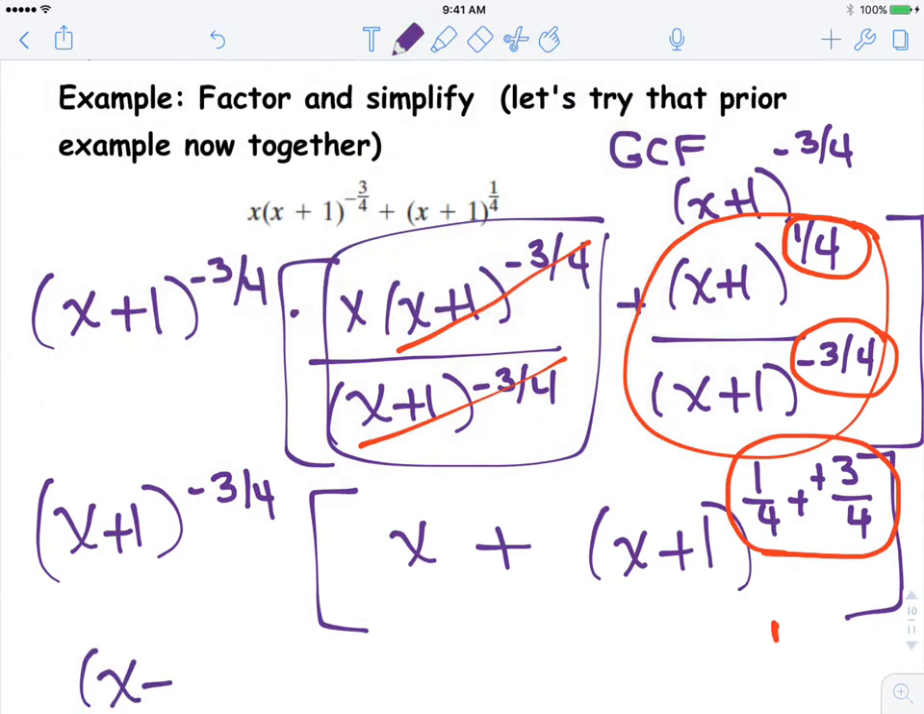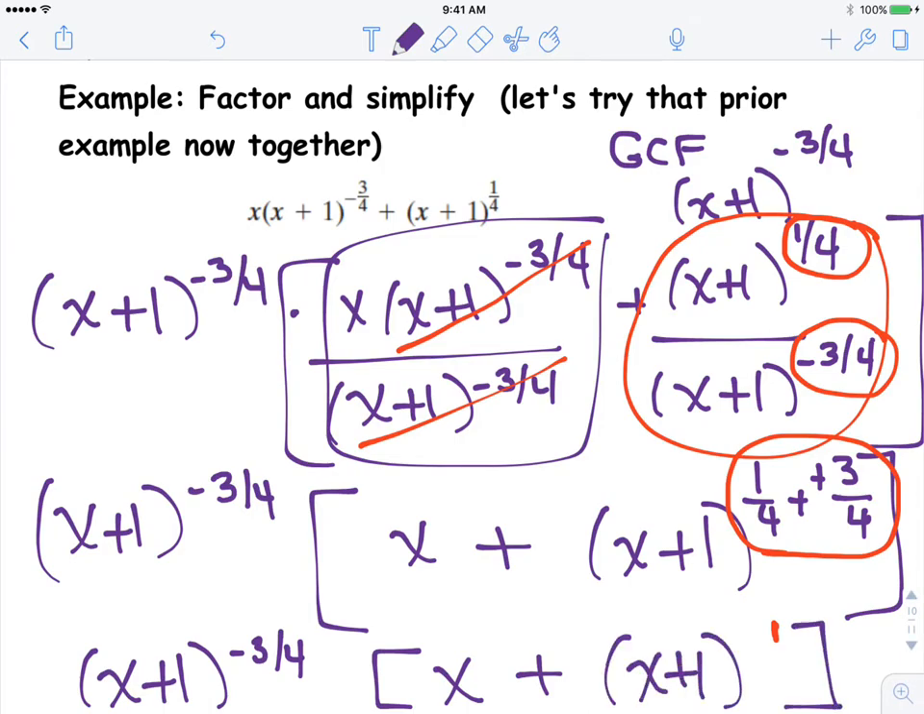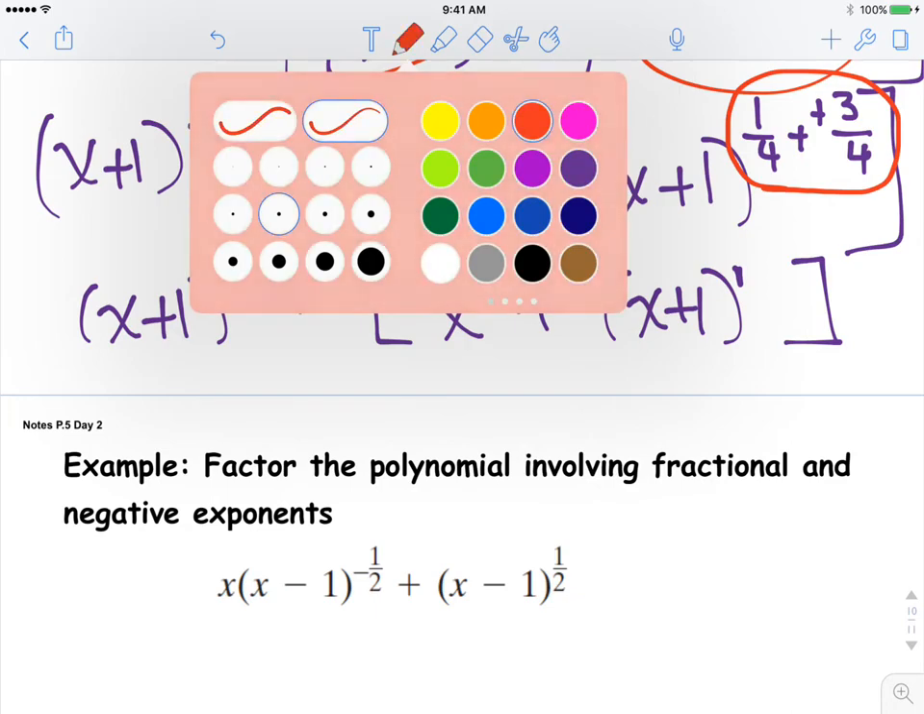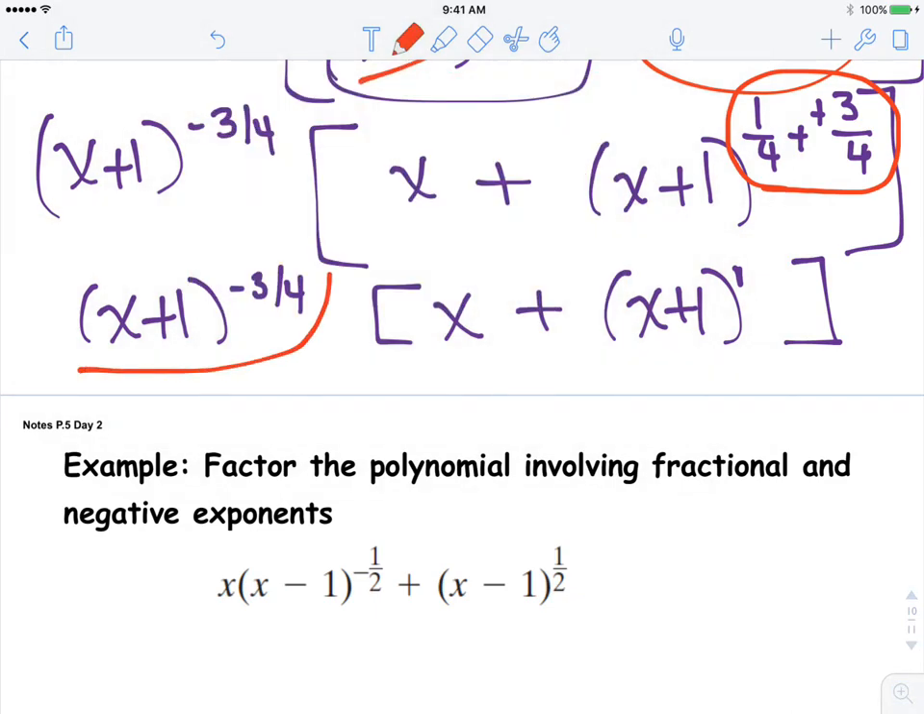So the GCF is still out in front. x plus the quantity x plus 1, and that's raised to the first power. All right, our last step is to take this x plus 1 to the negative 3/4 and bring it down to the denominator.